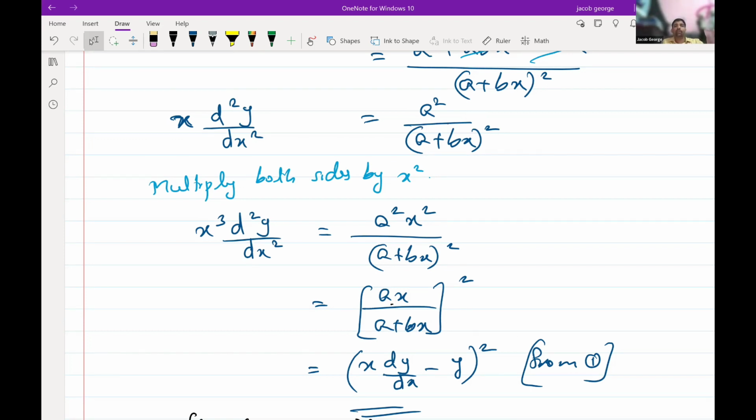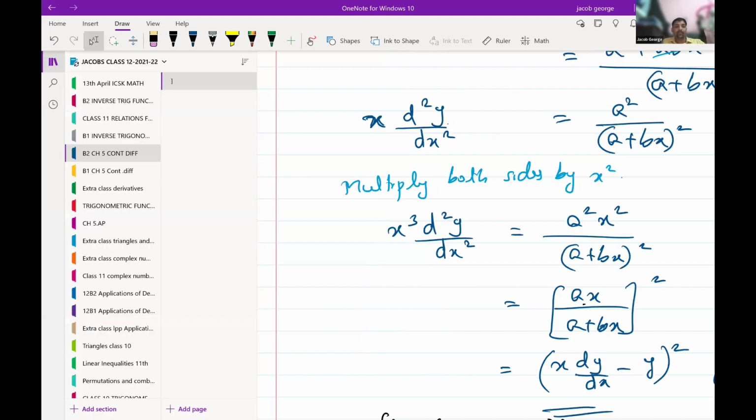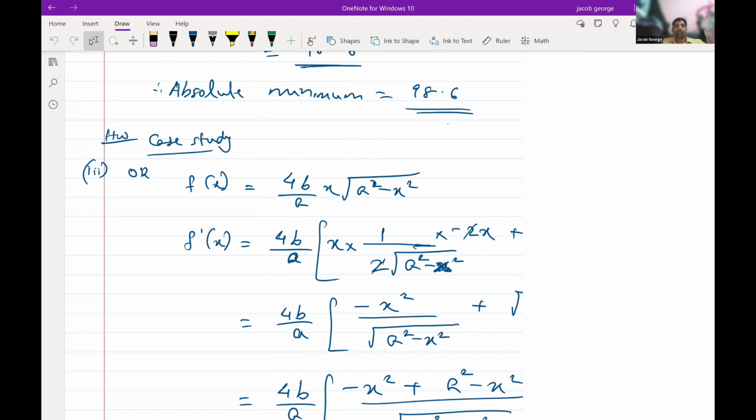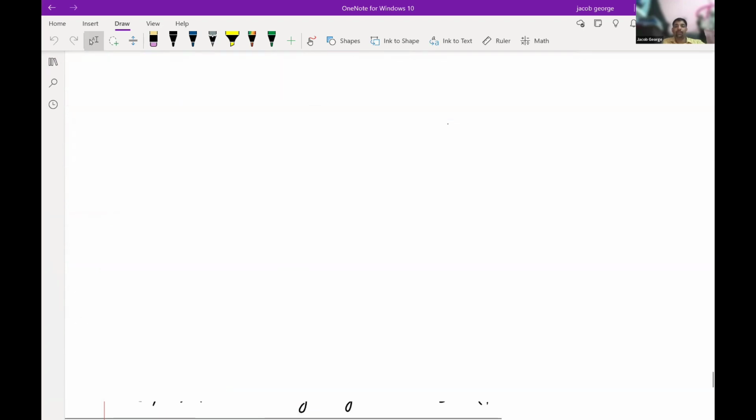So these are some very important questions of second order derivative derivations. This type of other derivations also you have to practice well. Next, a quick review of applications of derivatives, especially the increasing and decreasing functions questions.